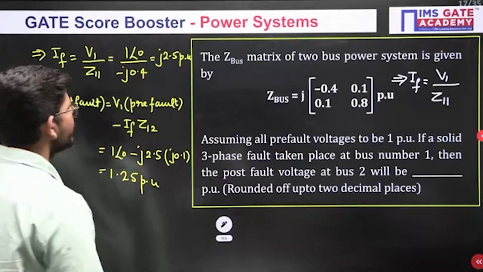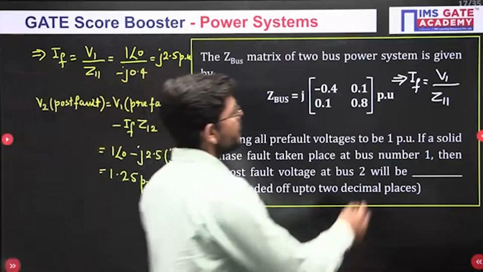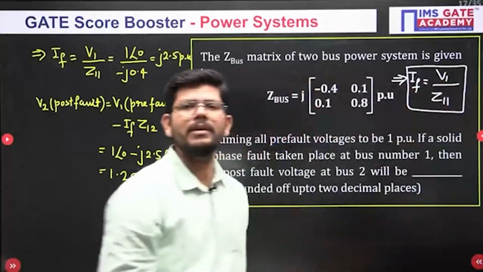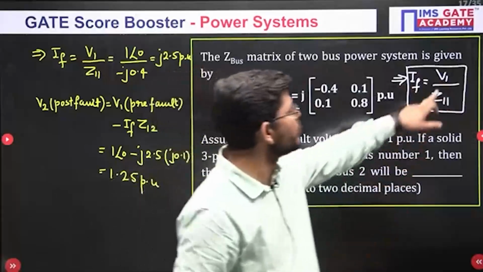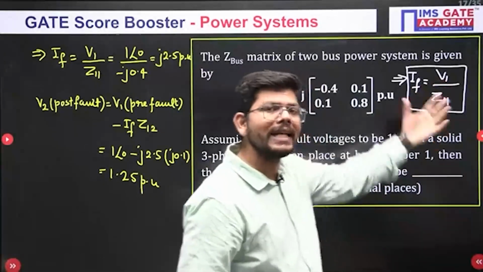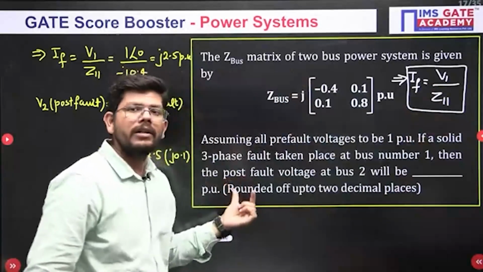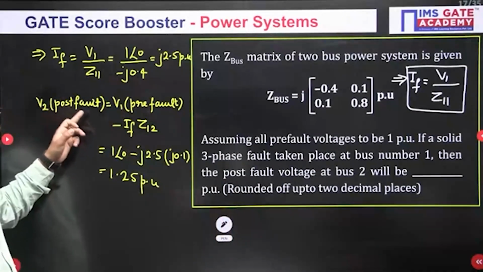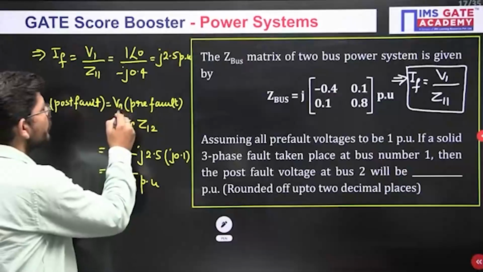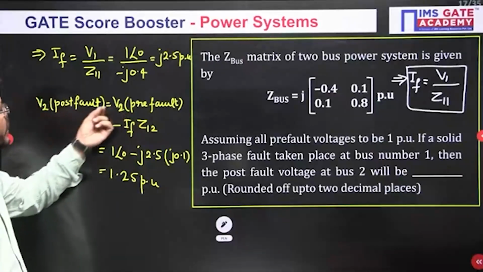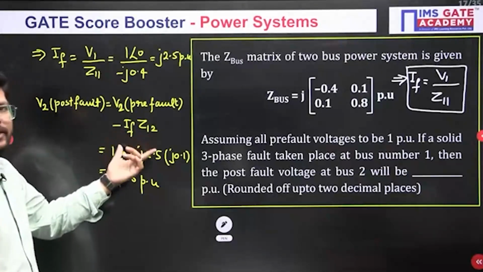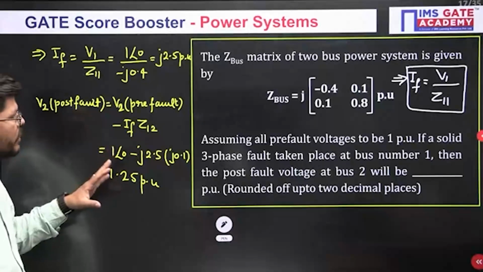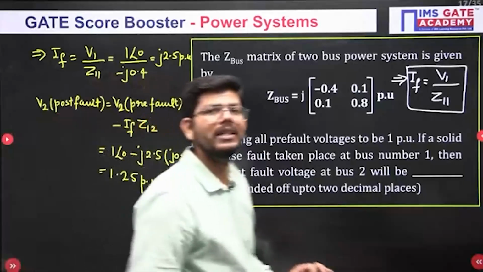So that's why I was saying it is very, very easy. Only you should remember this formula. If the fault is happening at bus number 2, you would use V2 upon Z22, and then they would ask you the bus 1 post fault voltage. So the formula will change: V1 post fault will be V1 pre fault minus IF Z12. Here 2 is replaced with 1, and there is no other difference. This is how you have to approach these kinds of questions.